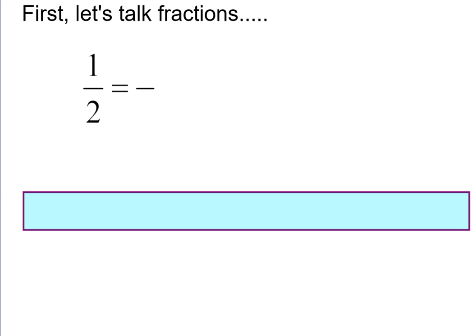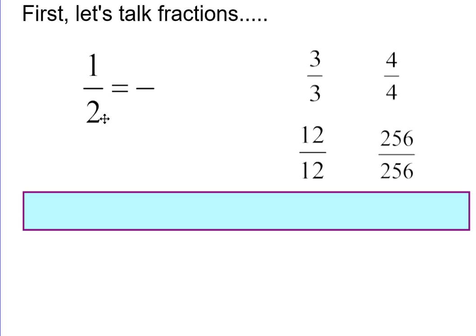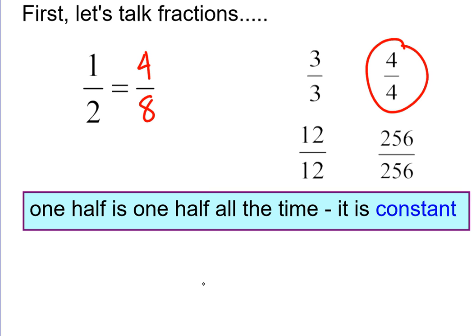So first, let's talk about fractions. What we know about fractions is this: if we take a fraction such as 1/2, and I multiply it by fractions of 1, 3 over 3, 4 over 4, and in this instance, I'm going to use 4 over 4, that would turn 1/2 into 4/8. It doesn't matter whether it's 1/2, 4/8, 3/6, 12/24. 1/2 is 1/2 all the time. It is constant. It is a constant fraction. It does not change if it stands alone.